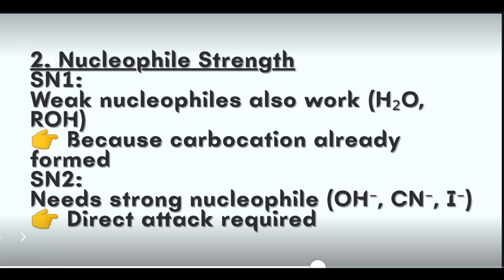Next, the second one is nucleophilic strength, the nature of the nucleophile. In SN1, weak nucleophiles also work, for example H2O and ROH, because the carbocation is already formed. SN2 needs a strong nucleophile, that is OH minus, CN minus and I minus. Here a direct attack is required. So SN1 favors weak nucleophiles and SN2 favors strong nucleophiles.